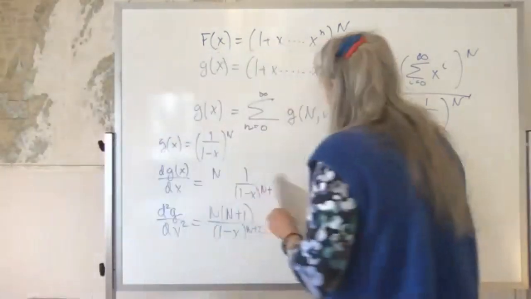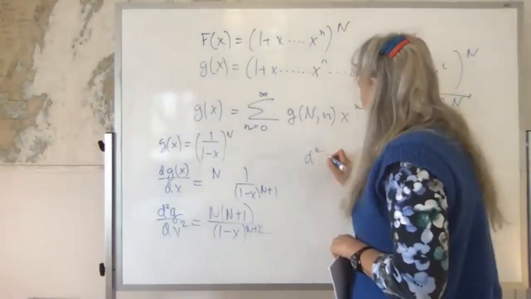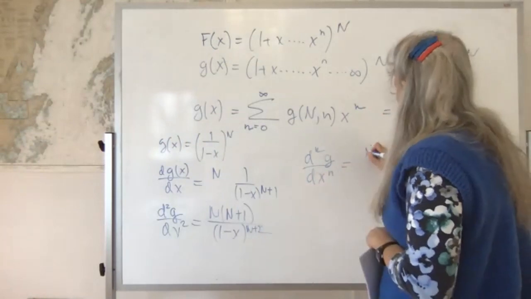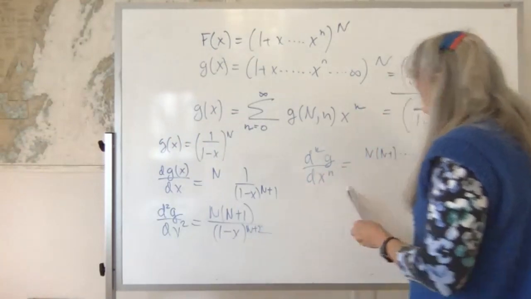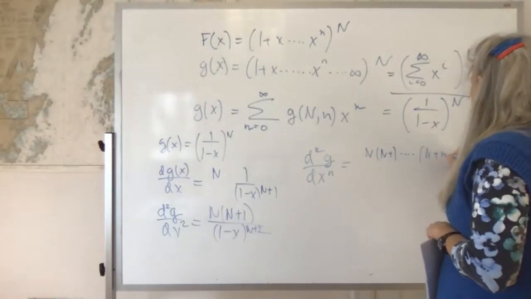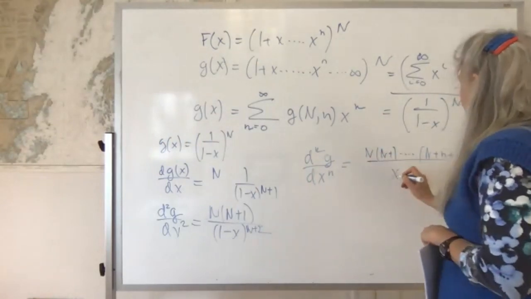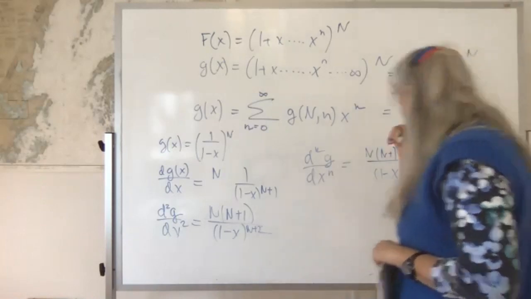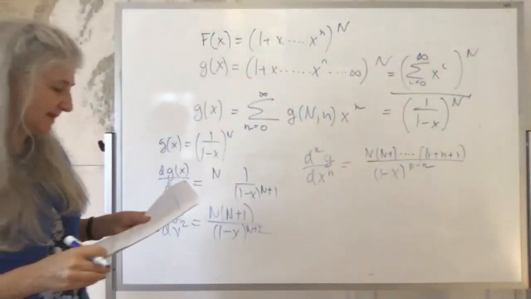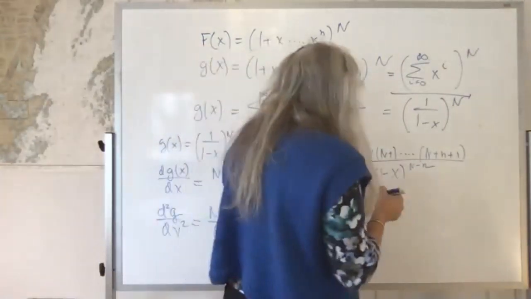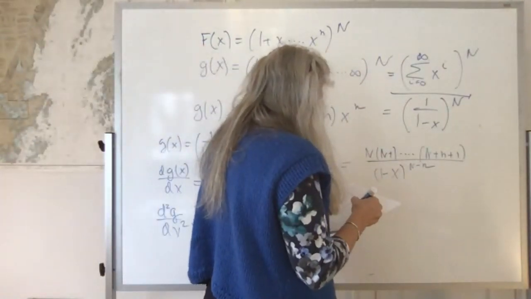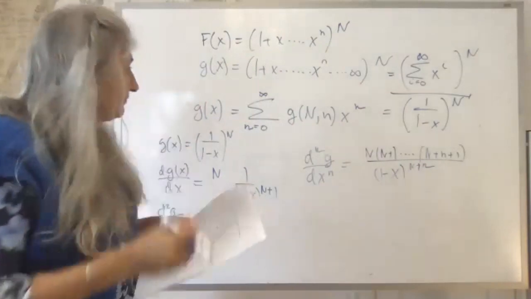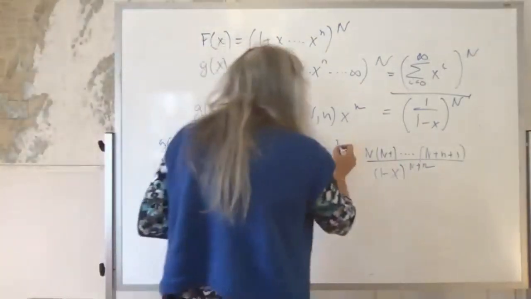So in general, the nth derivative of g with respect to x is going to be n times n plus 1, and so on, because I do it n times, over 1 minus x to the n plus n. There's a mistake there. It should be n plus n, right? Because we've taken n derivatives. So now let's set x to be 0.